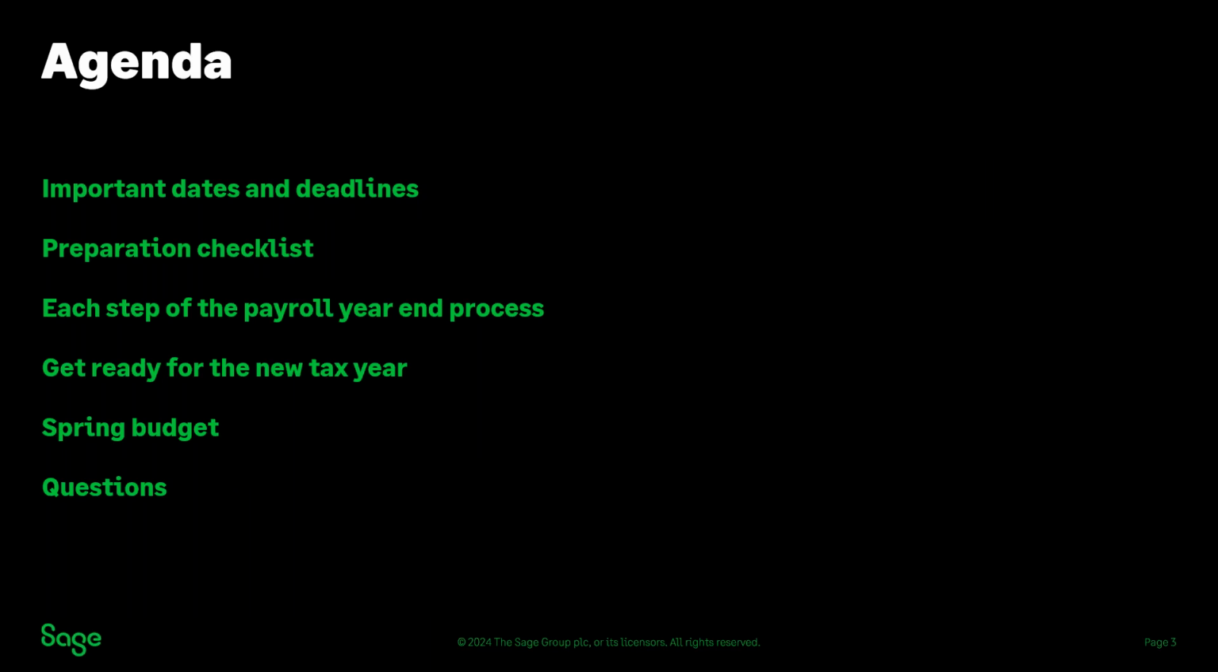In today's agenda, we will cover all important dates and deadlines. We'll explain how to complete your current tax year processing and prepare for payroll year end, and I'll include an explanation of week 53. We'll show you each step of the payroll year end process to ensure you complete this confidently and on time, and we'll help you get ready to process your first pay run of the new tax year. And then we'll cover off the recent national insurance changes in the recent spring budget.